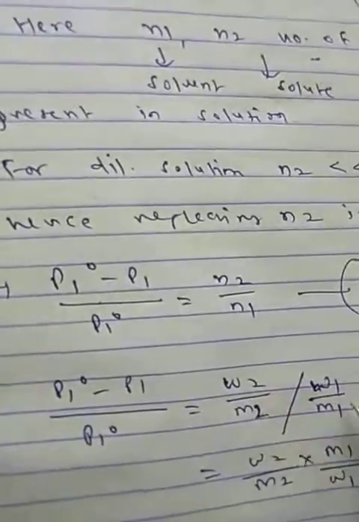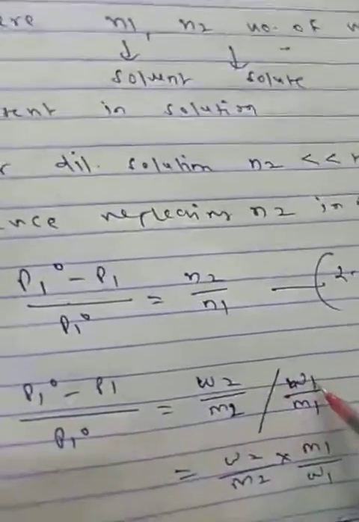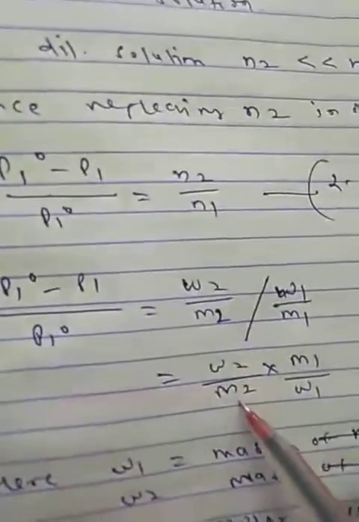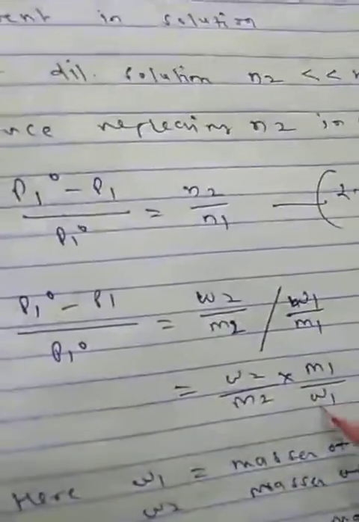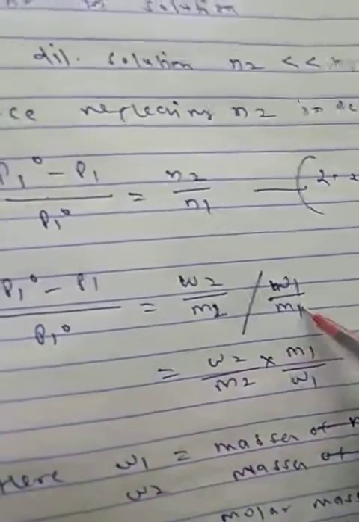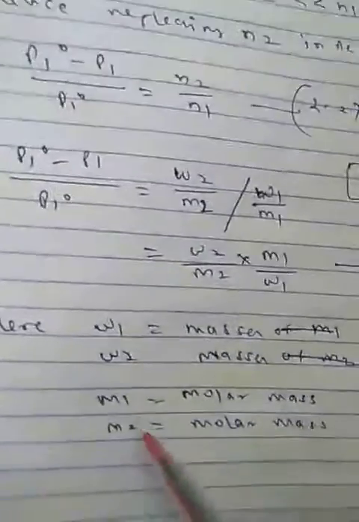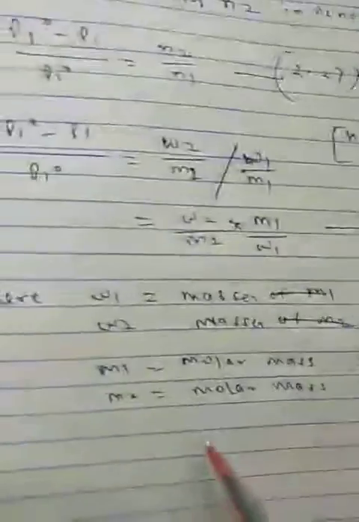W upon M, W2 upon M2. Instead of n1 we can write W1 upon M1. So we write W2 upon M2, and invert the denominator, so W1 goes below and M1 goes above. This equation is called 2.28, where W1 is the mass of solvent, W2 is the mass of solute, M1 is the molar mass of solvent, and M2 is the molar mass of solute.